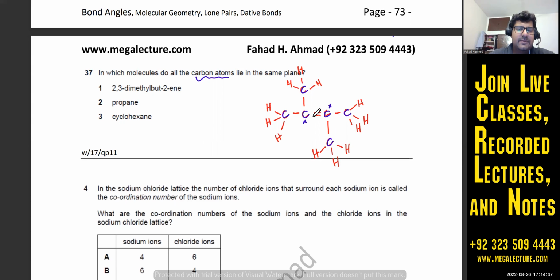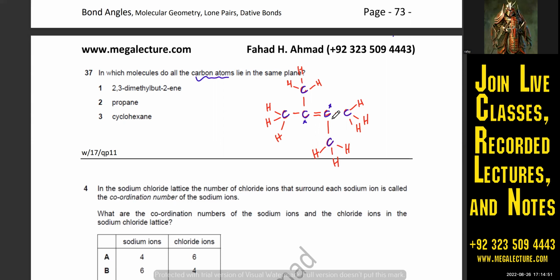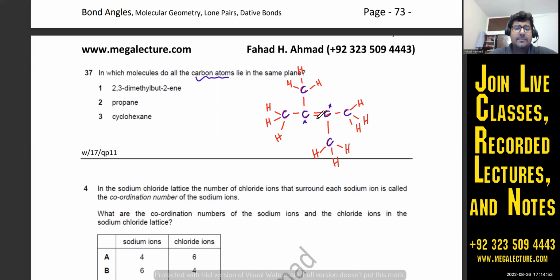What happened? How many pairs of bonds do you have? 3. So it will be trigonal planar, 3 pairs of bonds, right? So this one, I'm just going to ignore the hydrogen. So this carbon is going to be trigonal planar. The angles would be 120 degrees.